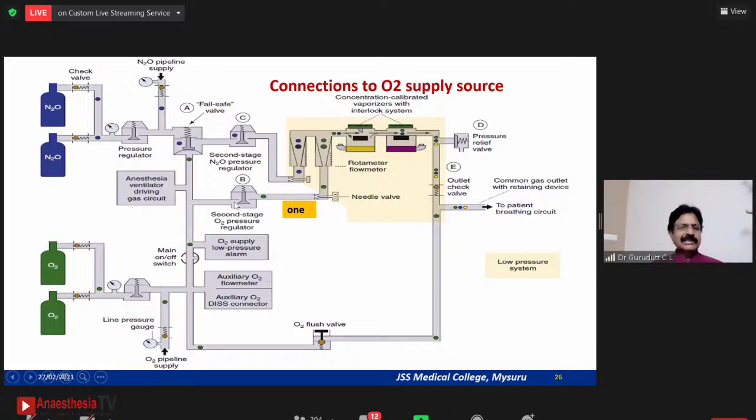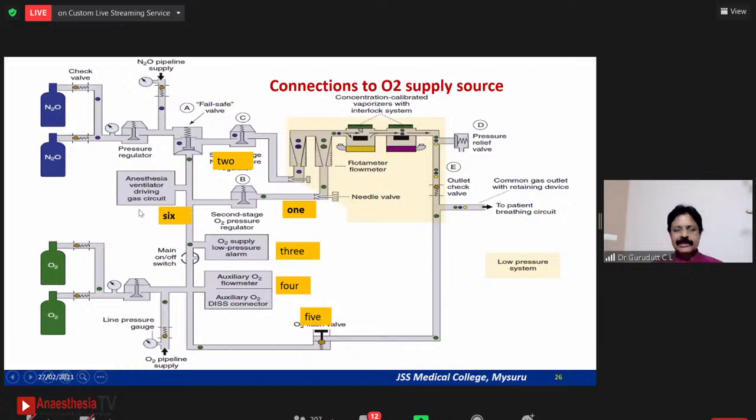Most important, oxygen directly flows through the second stage regulator to the flow meters. This is one of the connections. The second connection is to the fail-safe valve of nitrous oxide. The third connection is to the low pressure alarms. Then in many workstations, you have auxiliary oxygen flow meters. That is the 4th connection. The 5th is to the oxygen flush valve, and the 6th is to the bellows ventilator.